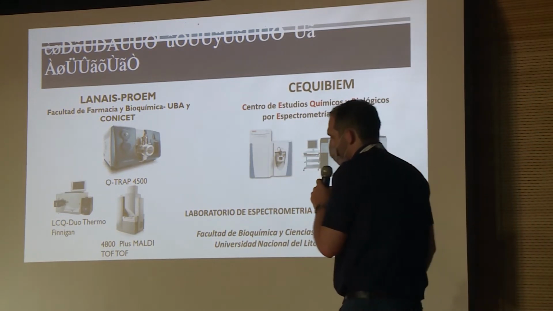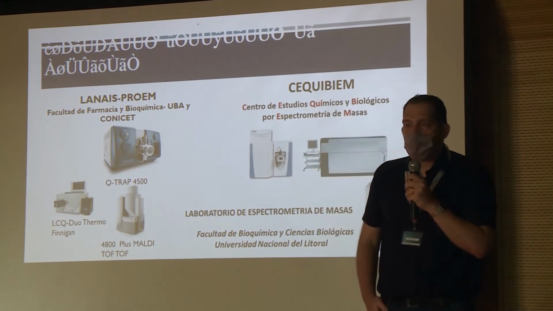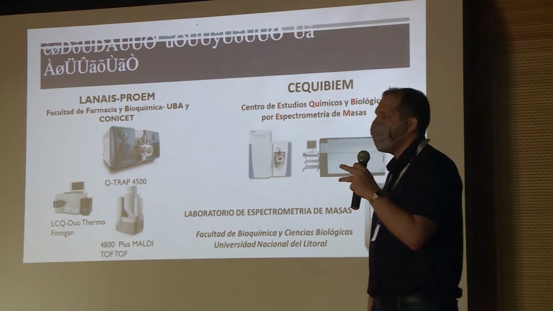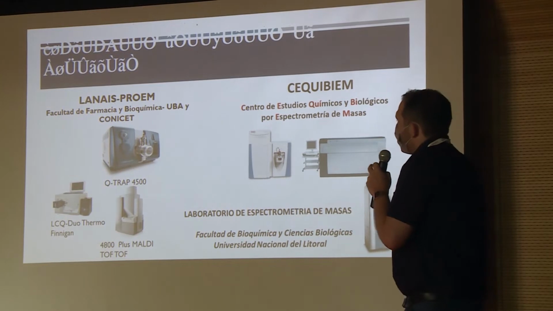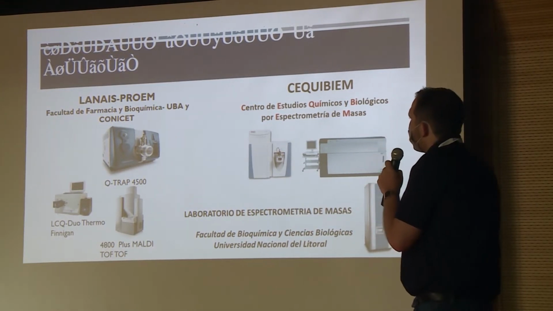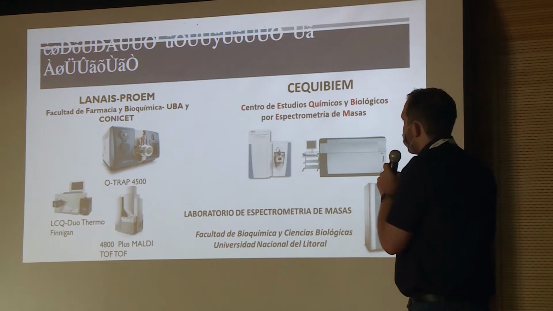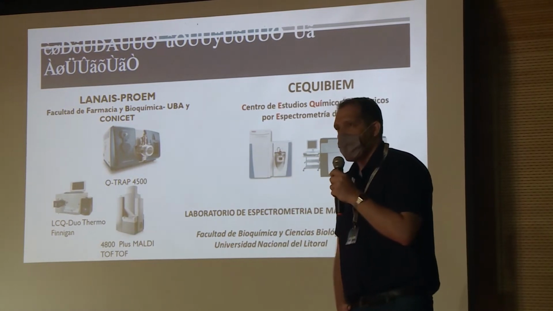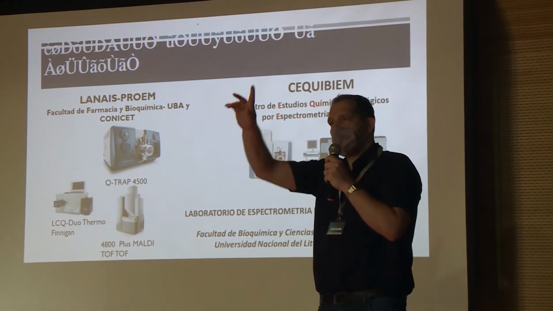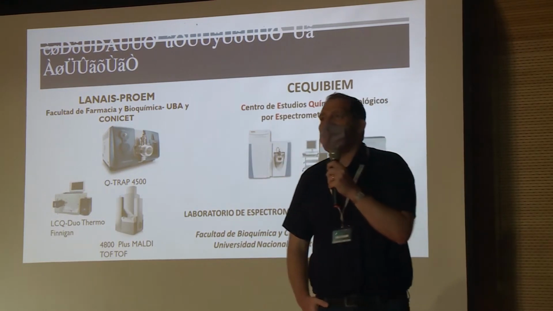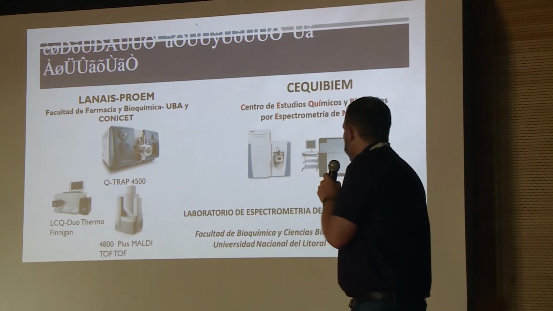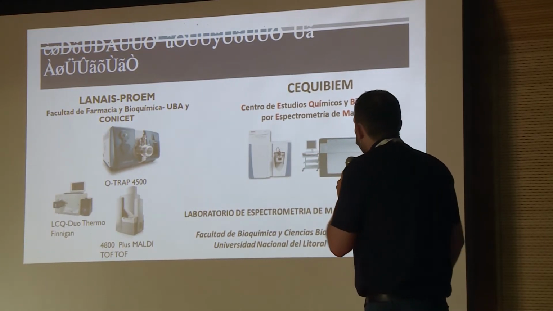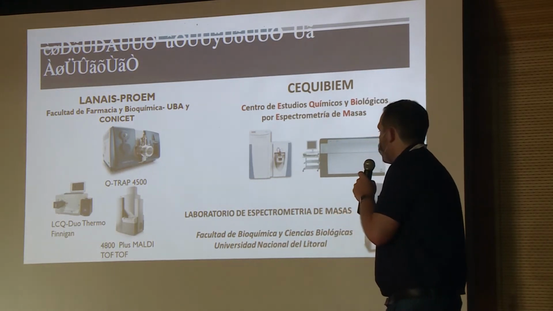What I wanted to say in this slide is that the proteomics community in Argentina is quite small. We only have a couple of mass spectrometers around the country. Some are a little bit old technology. One is in LANAIS-PROEM in the Faculty of Pharmacy and Biochemistry. The other one is at ICGEB, where Pia Balaco, hi Pia, over there, is one of the heads of the proteomics facility in Buenos Aires. And the other one is in the Laboratory of Mass Spectrometry at the Universidad Nacional del Litoral.